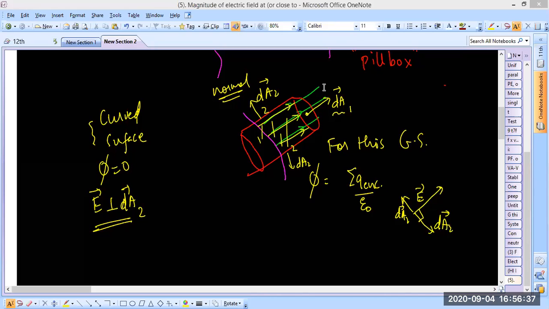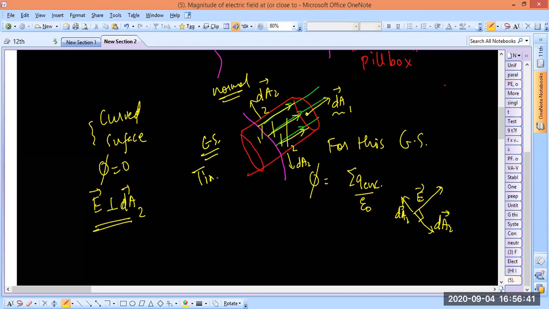Remember, this Gaussian surface is very tiny. Don't forget that this Gaussian surface is extremely small, infinitesimal, right? So you can actually say that this part is flat. You can consider this part nearly flat because it's so small.